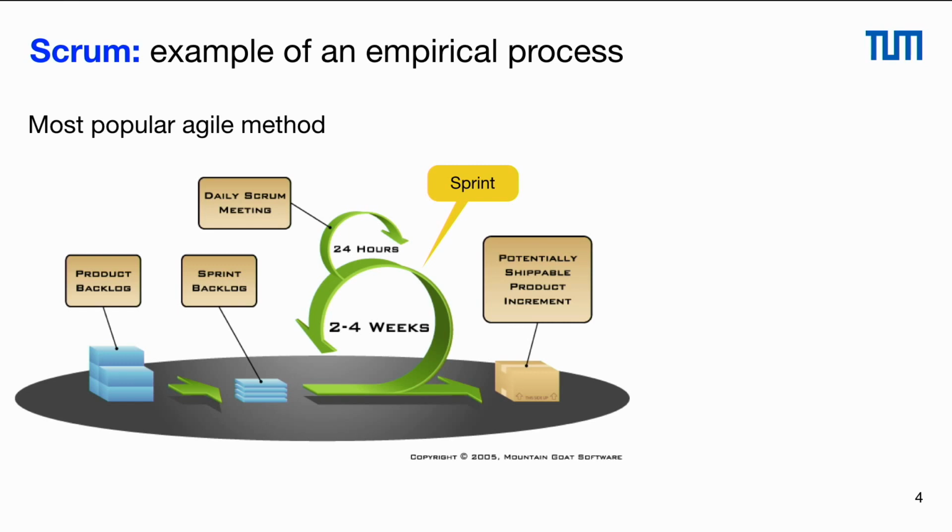shippable product increment. Scrum is a management and control process that focuses on early risk management, because in each sprint review at the end of a sprint we look what we have achieved and what we want to do in the next 2 to 4 weeks. The developers deliver working software incrementally, so after each sprint we add functionality to the software, and empirically, which means we adapt the process when it is required. It's a simple framework for effective team collaboration.